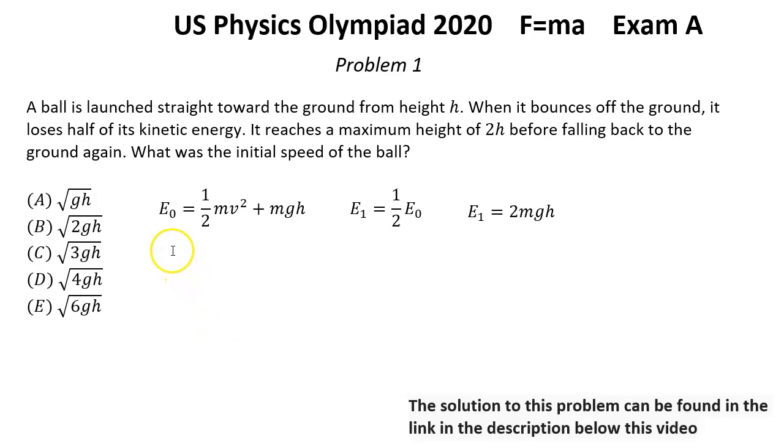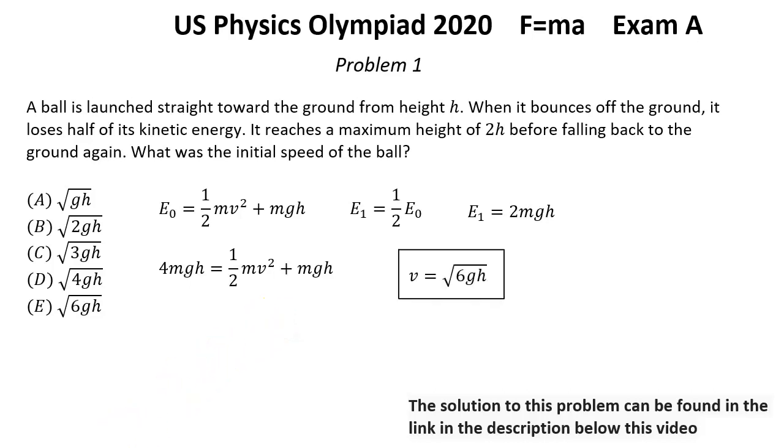Now we can write the total expression for this energy. That will be 4mgh equals 1/2 mv squared plus mgh. From here we can find what the initial speed was. That was the square root of 6gh. That's answer E, and that was the solution for problem number 1.